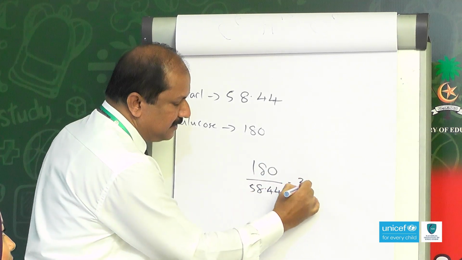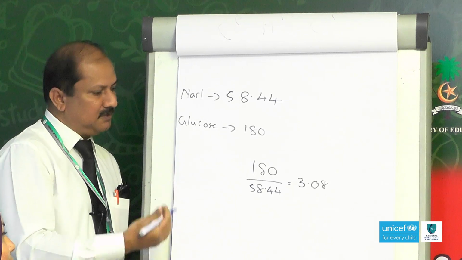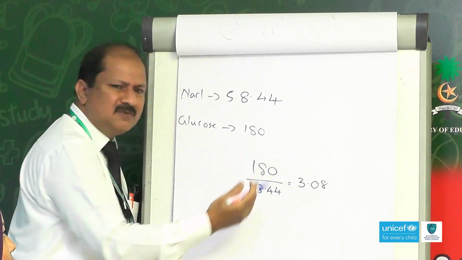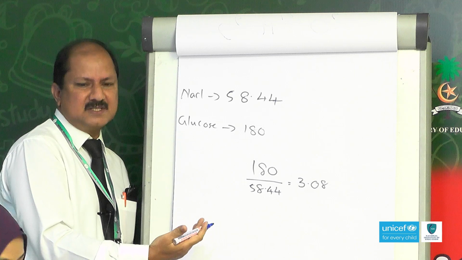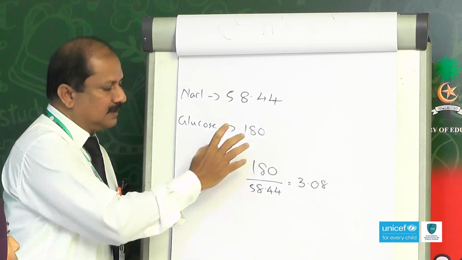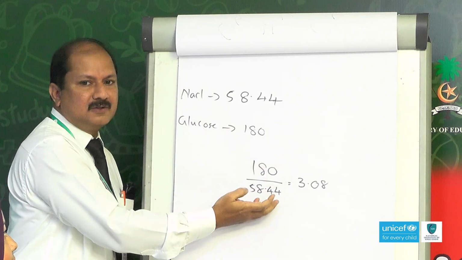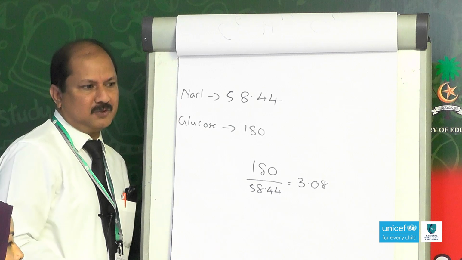So the answer would be 3.08, or you can write 3.1 or 3. But it is always better to write the exact value. So this is how you are going to do it. Because they are asking about glucose, put the value of glucose first, and divide by the sodium chloride.